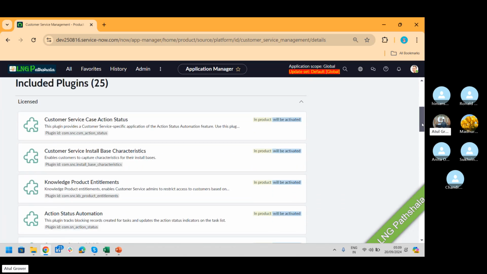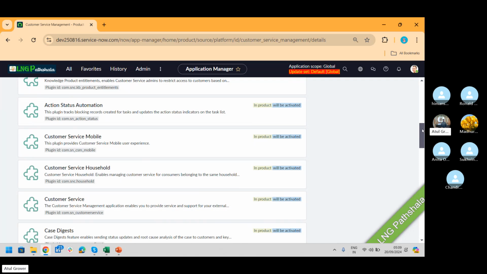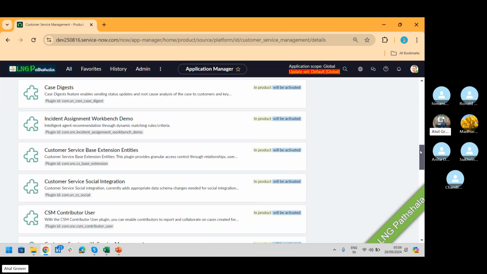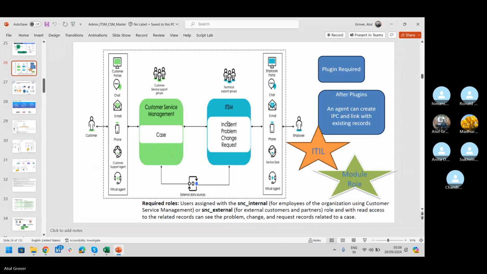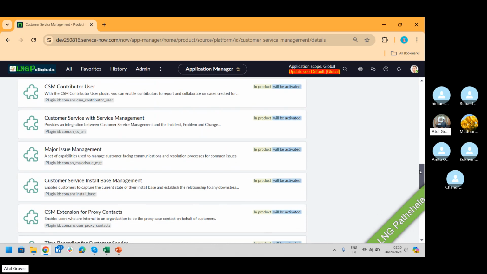You can see some details here: case action, install base, product entitlements, automation, service customer mobile, household services, case adjust, incident workbench, but it will not install anything for the ITSM part. This is a stand-alone. For ITSM, when I say linking with this, we have to activate two more different plugins. But as of now, we are just going to activate this plugin.